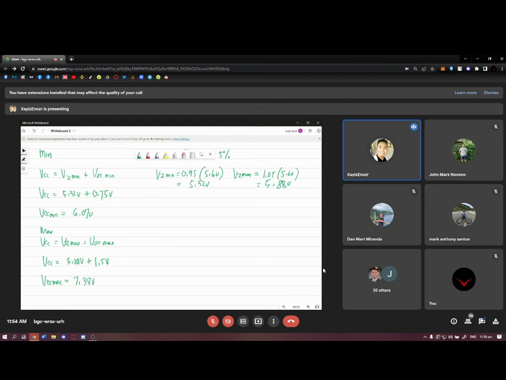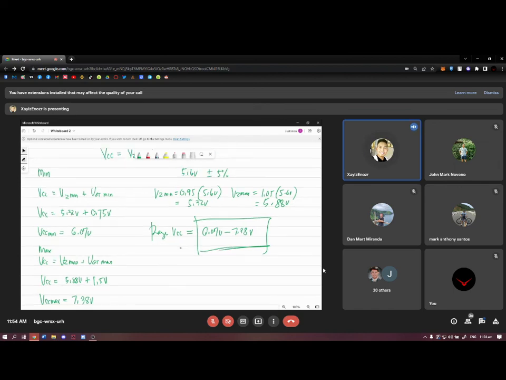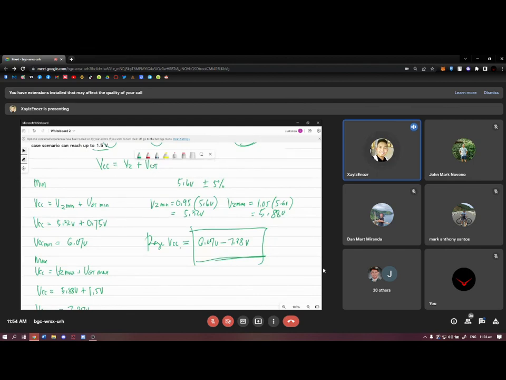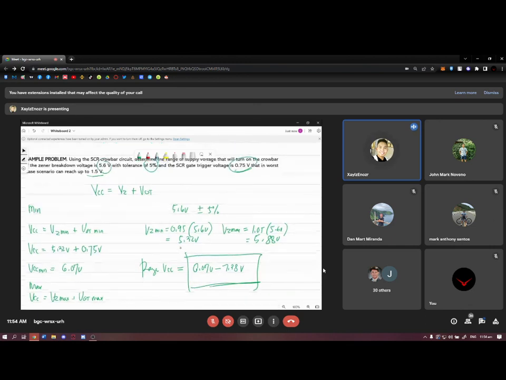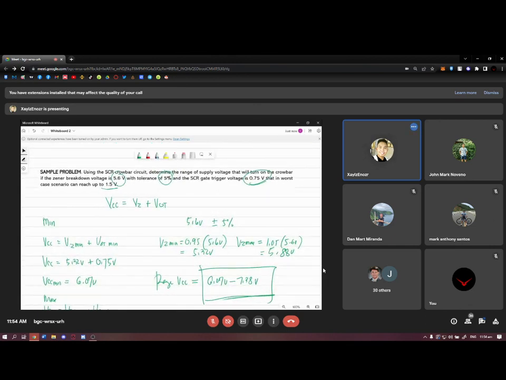7.38 volts. So therefore, yung range natin ng VCC na makakapag-turn on sa ating SCR crowbar is from 6.07 volts to 7.38 volts. So within this range, pag umabot sa range na to, yung ating VCC or the supply voltage ay mata-turn on niya si SCR or masya-short niya si SCR within this range of voltage. Okay? So that is last example for today. So any questions?